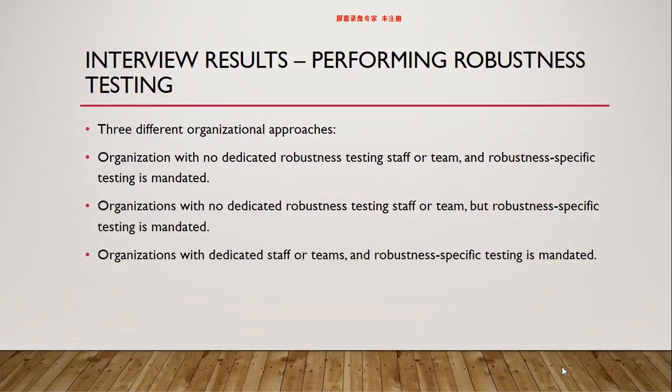In the interviews, of course, they gathered information about who will perform the robustness testing in the organization. They found three different organization approaches. First, the organization with no dedicated robustness testing staff or team, and no specific testing for robustness. Another kind is where they don't have people dedicated to robustness testing, but robustness testing is mandatory in the organization. And the third one, the organization with dedicated staff, where they have people dedicated to robustness testing, and robustness-specific testing is mandated.